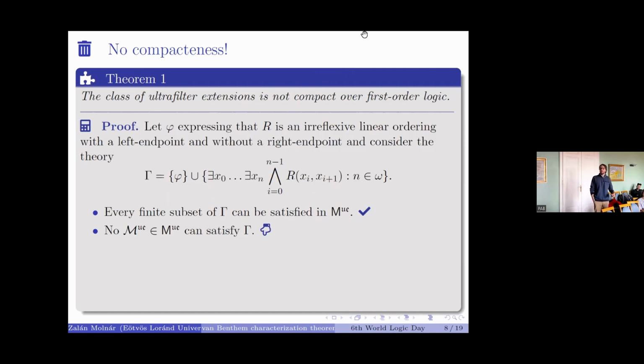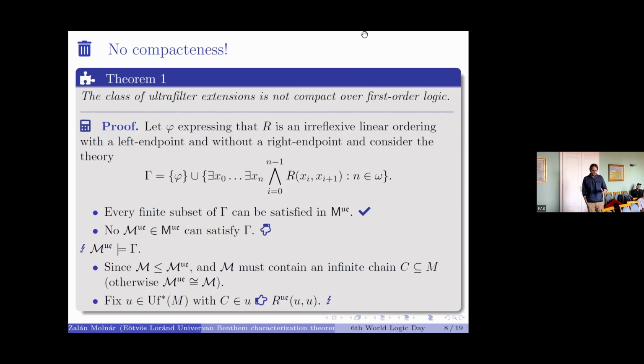But there is no ultrafilter extension that can satisfy the whole gamma, and basically the idea is that since every structure is embeddable into its ultrafilter extension, already because of these formulas saying that it's a linear ordering, these are universal formulas, so they also have to be true in the original model. As a consequence of this, there should be an infinite chain already existing in the original structure, and any ultrafilter containing this infinite chain will be reflexive, which contradicts the structure being irreflexive.